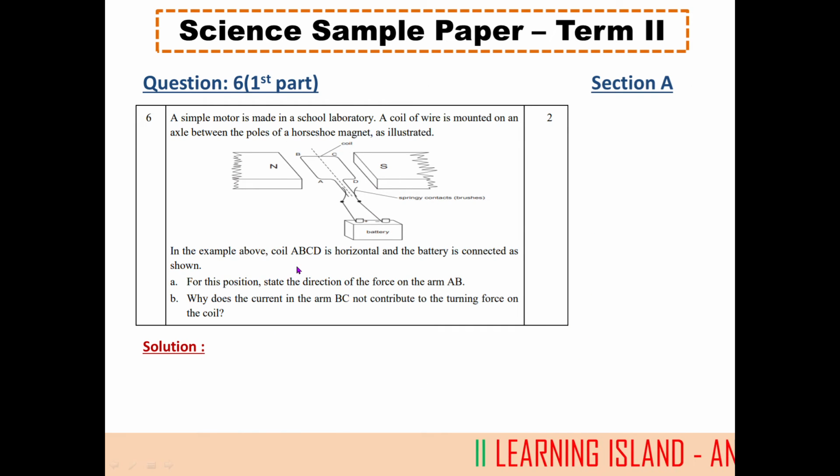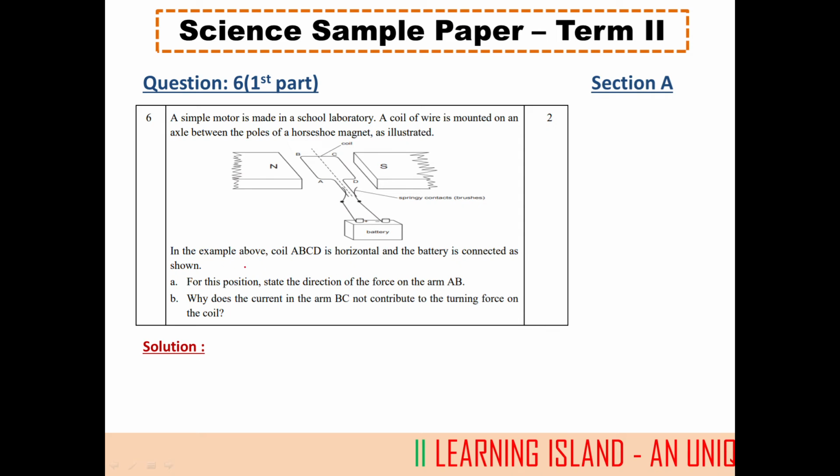In this, a simple motor is made in a school laboratory. A coil of wire is mounted on an axle between the poles of a horseshoe magnet, as I studied. When the motor is moving, as with the dynamo, there is always a magnet, N pole and S pole, placed in between. So there is also a conductor carrying the current.